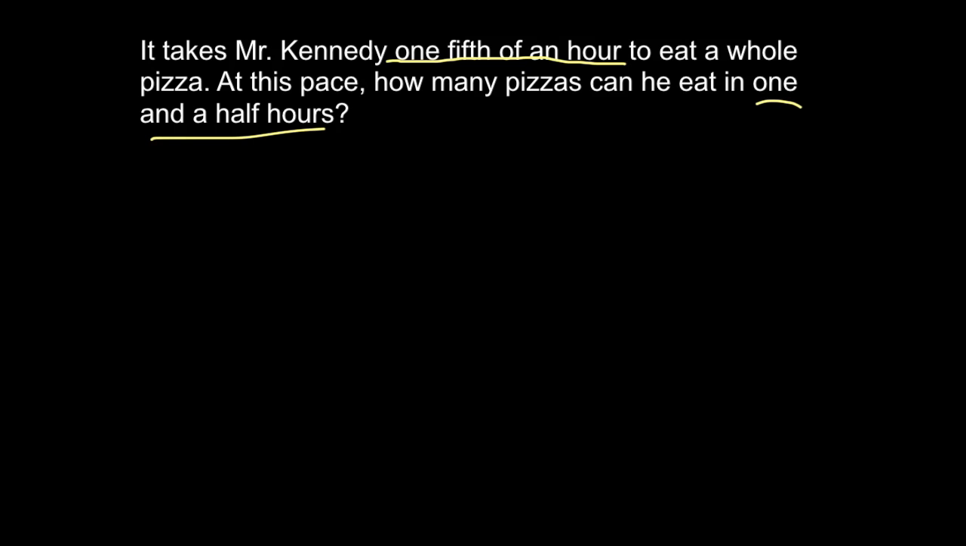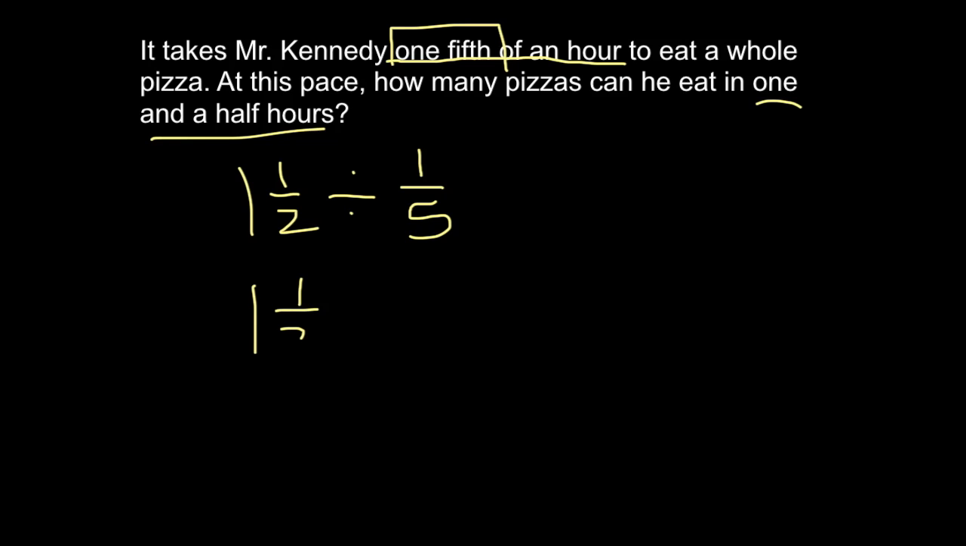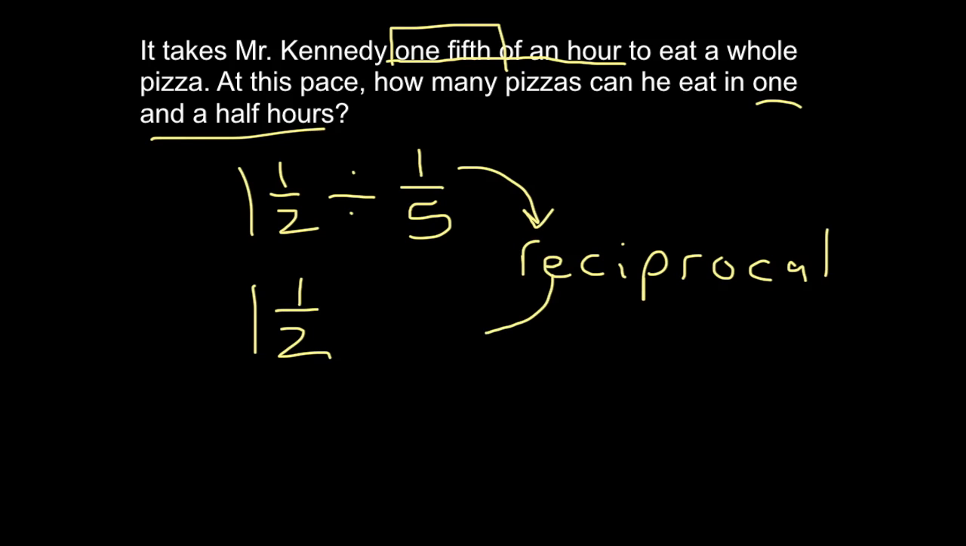So again, we're still dividing. 1.5 divided by 1/5. What were the steps again for dividing? Keep the first one the same. Flip. Find the reciprocal of the second one. 1/5 is 5/1. Change division to multiplication. Again, we don't multiply mixed numbers. We change them into improper fractions.